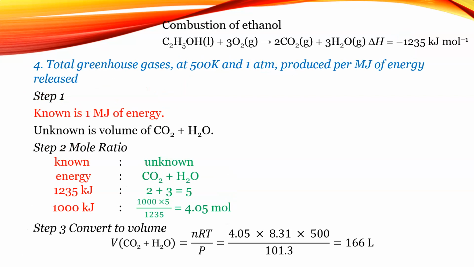I think this is the last one, the total greenhouse gases. Now this time we want carbon dioxide and water. Now this time notice we're assuming that the water is a gas. Now I just want to go back. No, I'm not going to go back. But in this equation, we've just been assuming that water was produced as a gas.